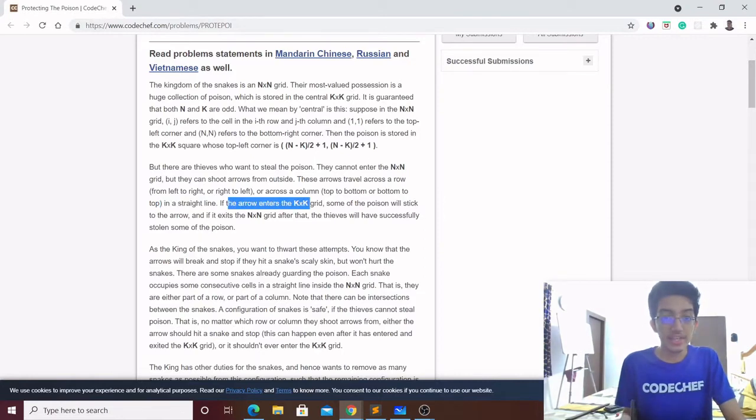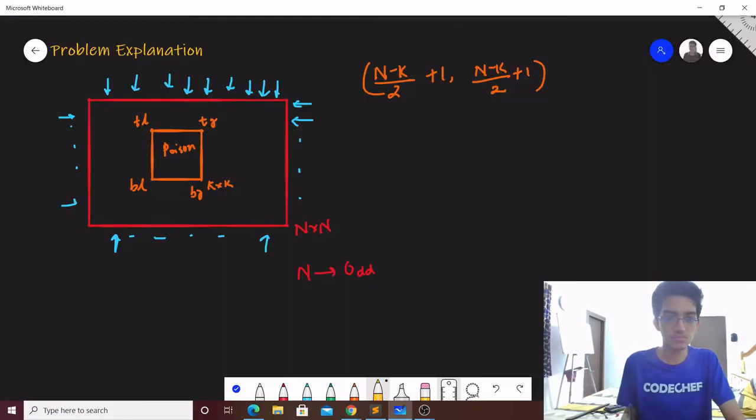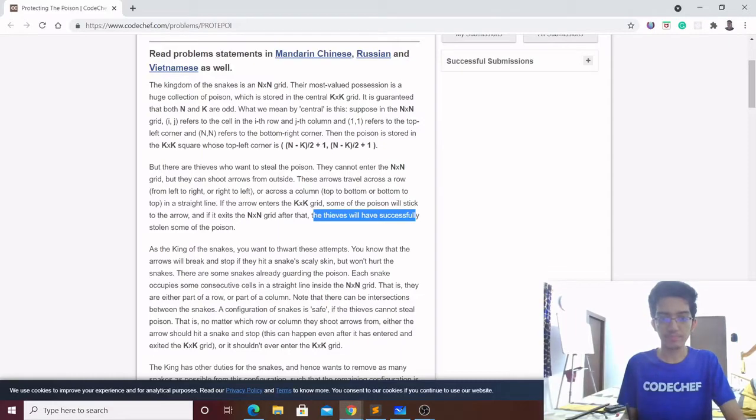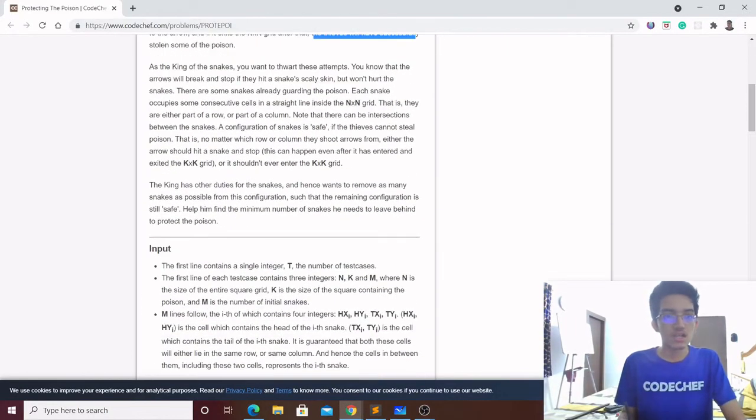If the arrow enters the k cross k grid, some of the poison will stick to the arrow and it will exit. And if it exits the n cross n grid after that, the thieves will have successfully stolen some of the poison. So if the thieves shoot an arrow which enters and exits this k cross k grid and then further exits this n cross n grid, then the poison is stolen. As the king of the snakes, you want to thwart these attempts.